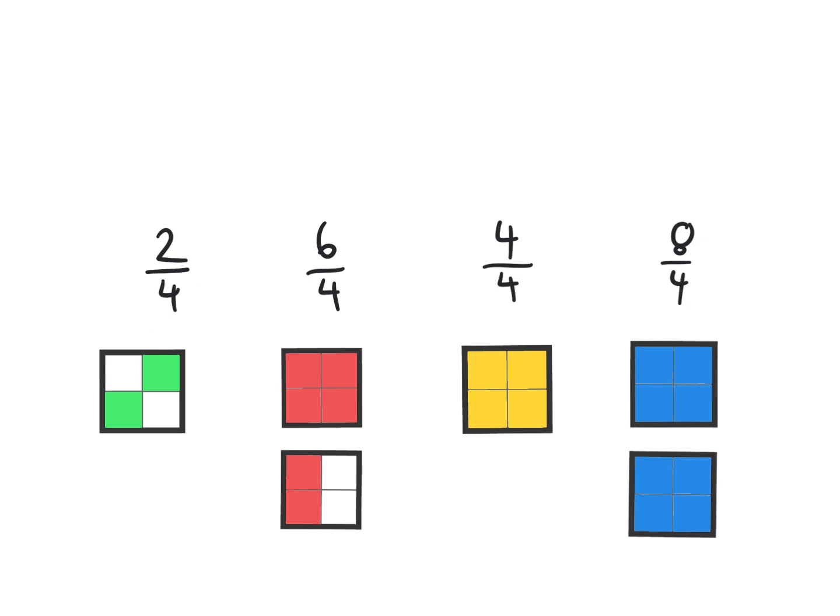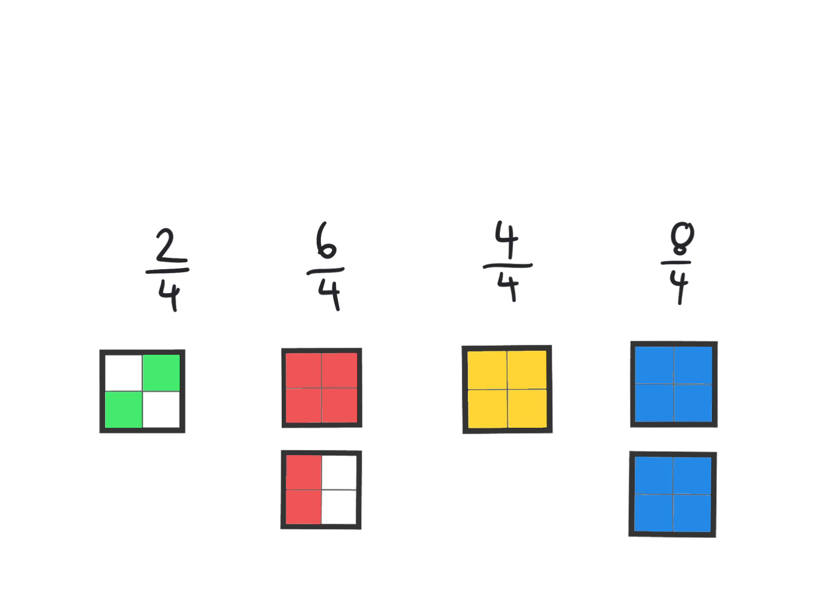Let's look at quarters. So we have quarters here. We have 2 quarters, 6 quarters, 4 quarters, and 8 quarters. 2 quarters, so if I look at my denominator again, it says 4, so I've divided my square into 4 equal parts, and I have 2 of them, 2 quarters. Once again, let's look at the denominator, 4 equal parts. I've divided my square into 4 equal parts, and I have 6 of them, I have 6 quarters, so that's greater than 1. 6 quarters, or 6 out of 4, is greater than 1 because I have 1.5.